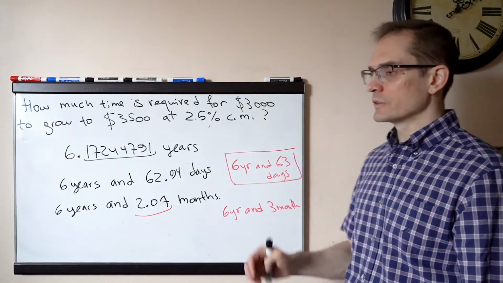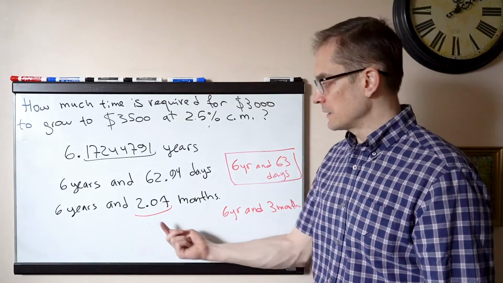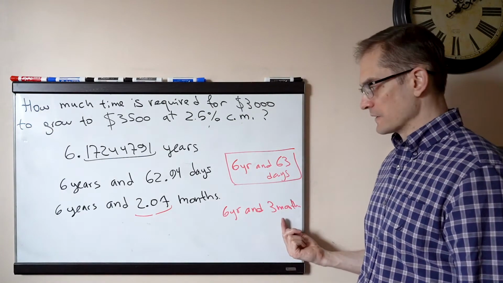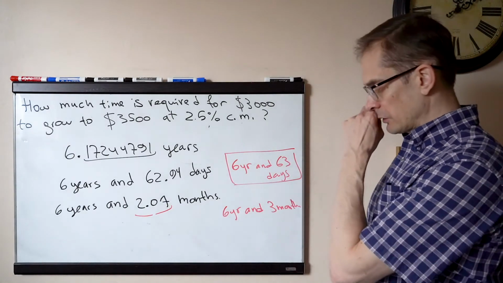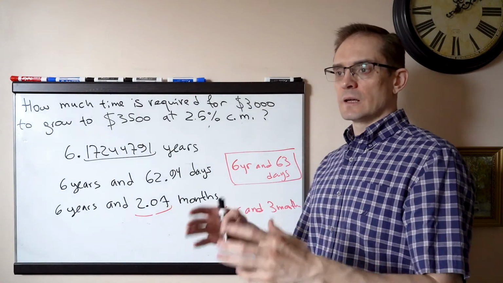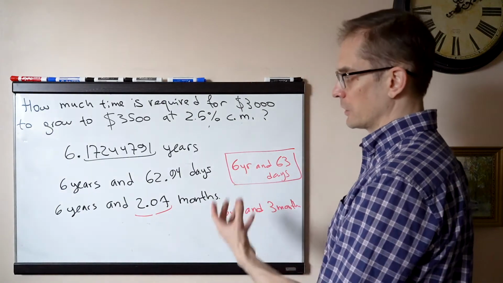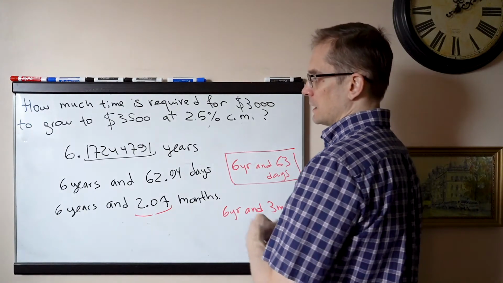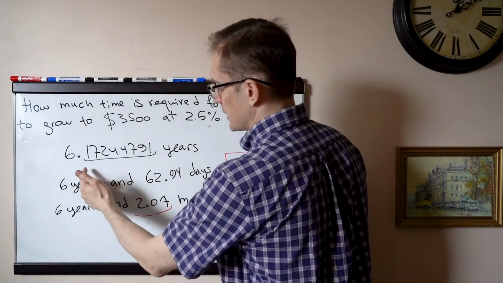So if the question was how many years and months are required, then you will round to the next whole month, which is 6 years and 3 months, not just to the nearest digit here. So it all will depend on how the question is phrased in terms of what exactly the time is that you need to give as your answer. Is it years alone, or years and days, or years and months?